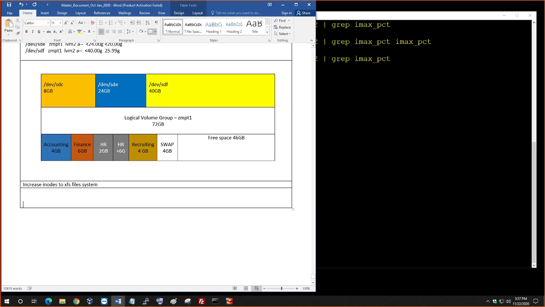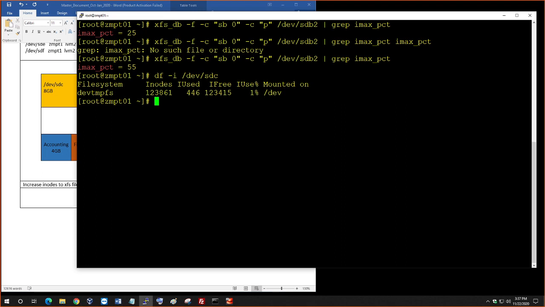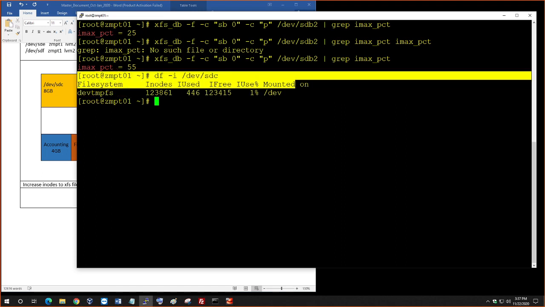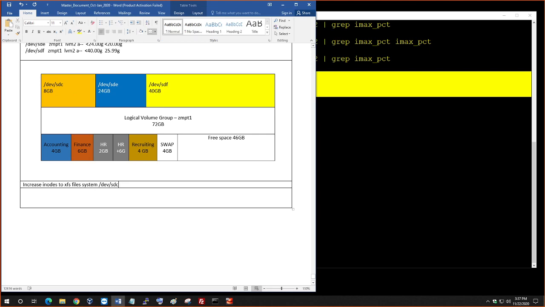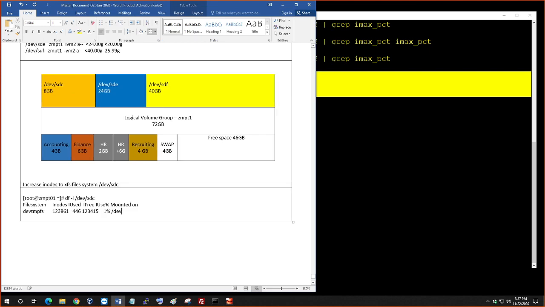So the one we are targeting is, I'm going to target /dev/sdc. Okay. If I do df -h, these are the inodes which this is assigned. This is assigned inodes, and this is how much is being used. And then this is how much is free.